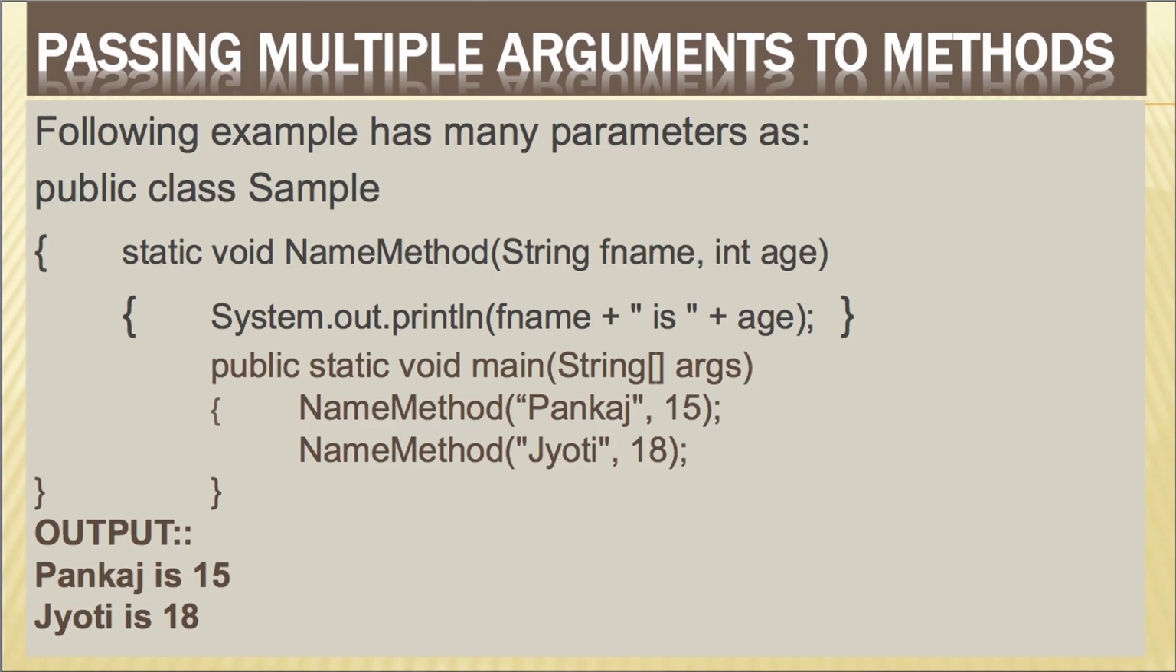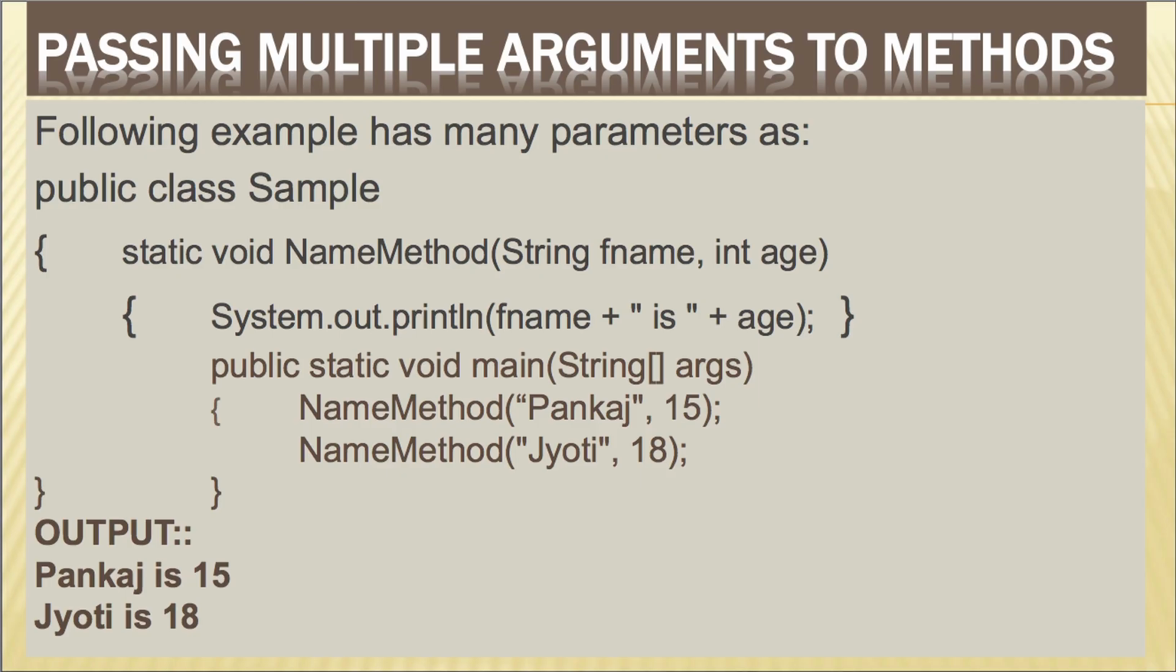And you can see inside the name method, system.out.println, and inside println we are writing fname plus, inside double quotes a double colon, and then plus age. This way we will print the value Pankaj 15, and the second time when we execute this, it will display Jyoti and her age 18. You can see the output of the program also. So in this program we are passing multiple arguments to a method.